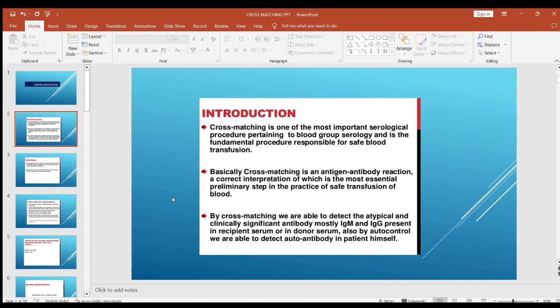Introduction. Cross-matching is one of the most important serological procedures pertaining to blood group serology and is the fundamental procedure responsible for safe blood transfusion. Basically, cross-matching is an antigen-antibody reaction, a correct interpretation of which is the most essential preliminary step in the practice of safe transfusion of blood.